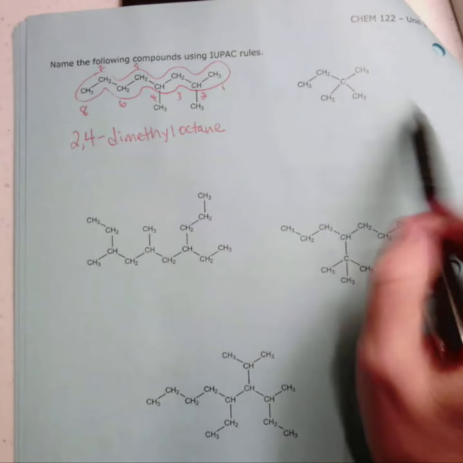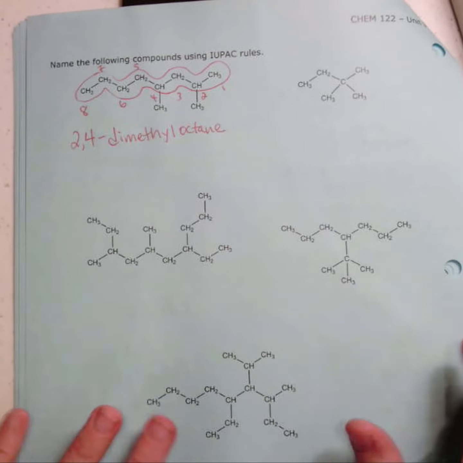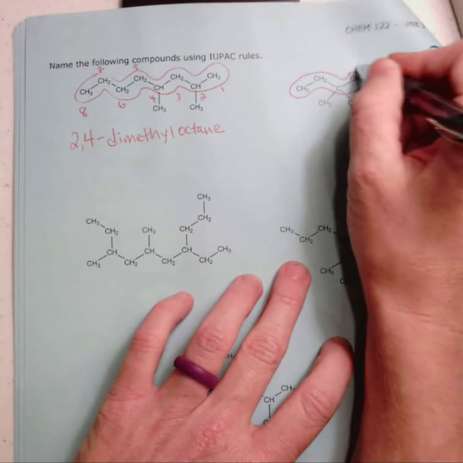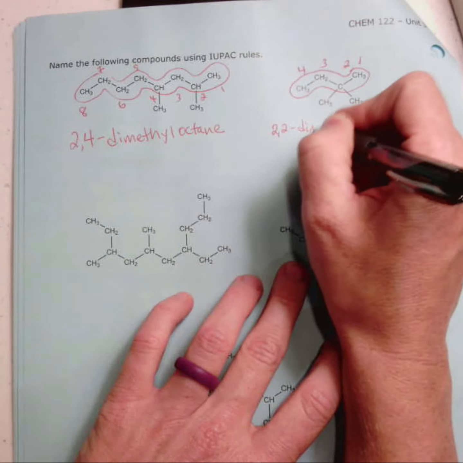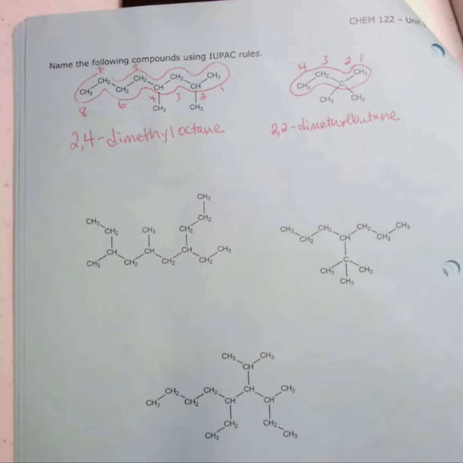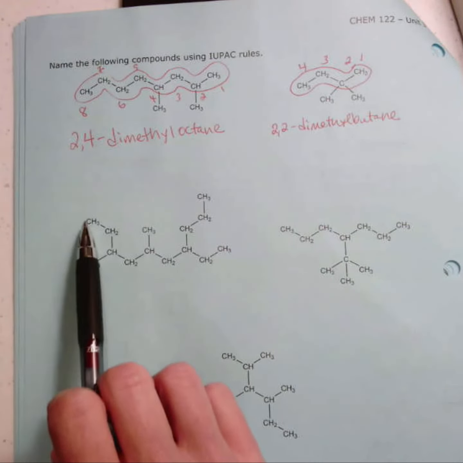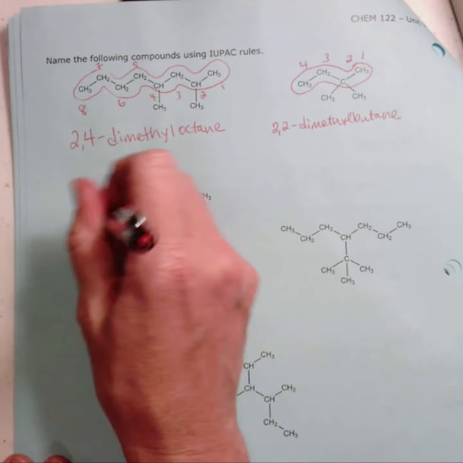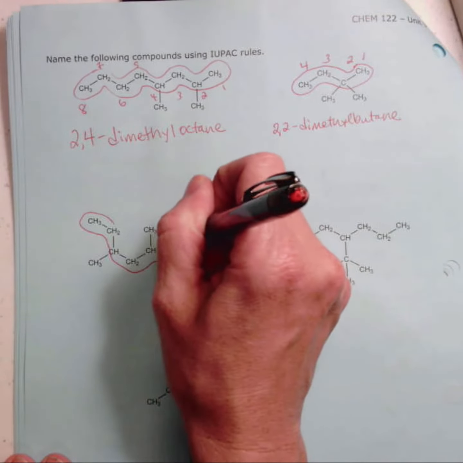Go ahead and hit pause and try to name the rest of these, and then you can start again. All right, this guy is 2,2-dimethylbutane. This one is tricky. You have to go around the corner. 1, 2, 3, 4, 5, 6, 7, 8, 9, 10. That's good old decane. Old man decane right there. He's a sneaky one.